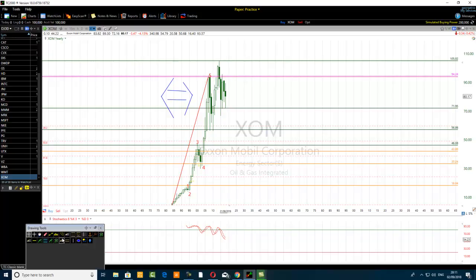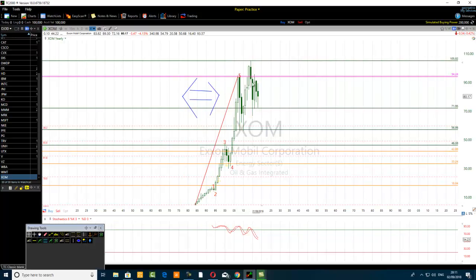And now we have a flat correction that is developing here. 1, 2, 3, 1, 2, 3. And the price is now in a corrective wave. We are expecting a 1, 2, 3, 4, 5 move down. So, 1, 2, 3, 4, 5 move down.